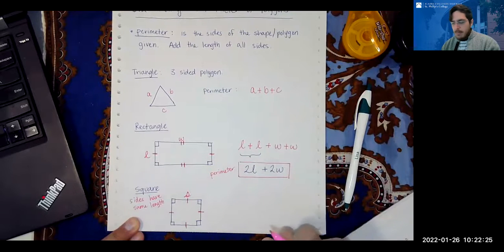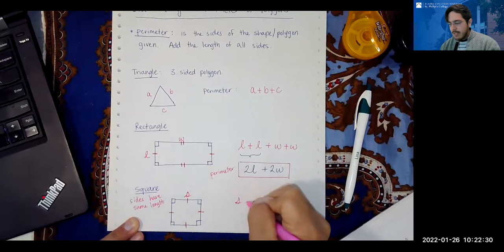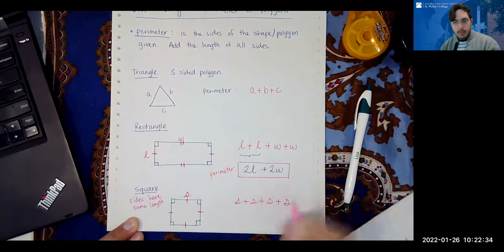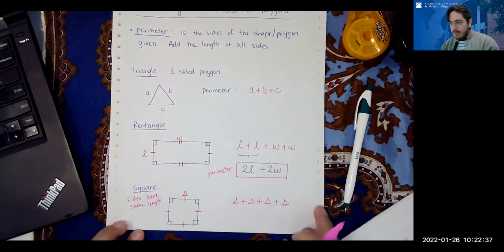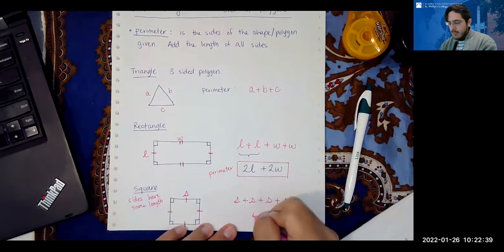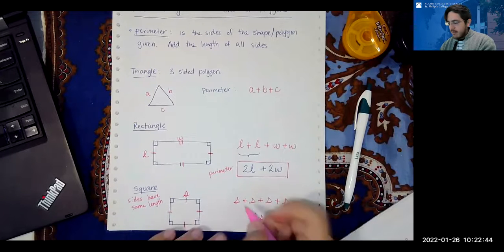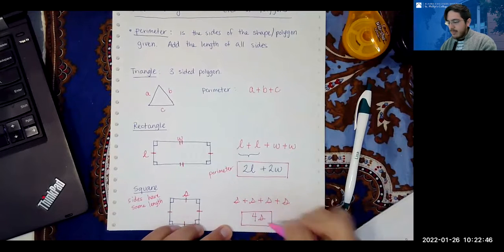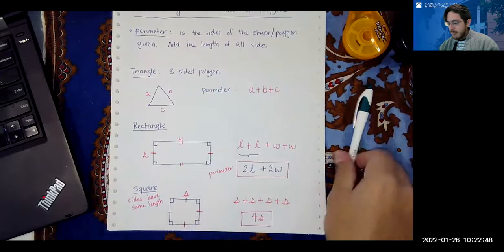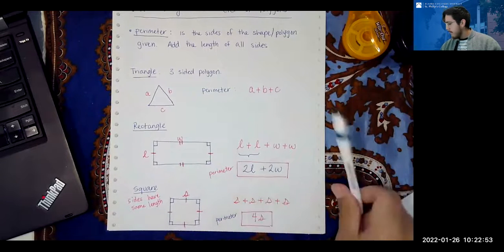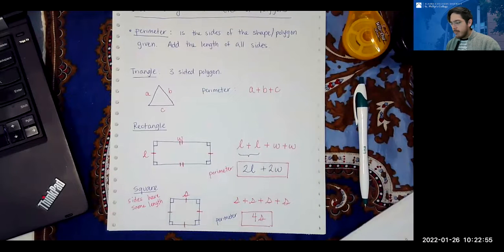So if I wanted to calculate the perimeter of the square, I could do the side plus the side plus the side plus the other side, right? The 4 sides. Or I could say that it's just 4 times the length of the side. And that's usually the formula that's given for the perimeter of a square. Does anybody have any questions so far?